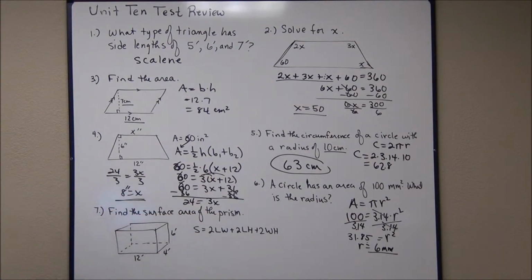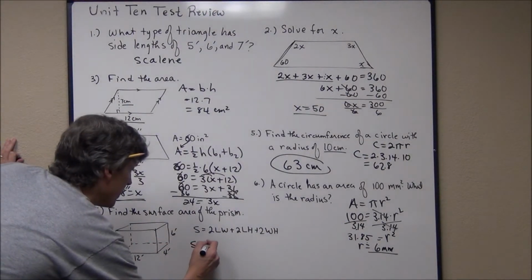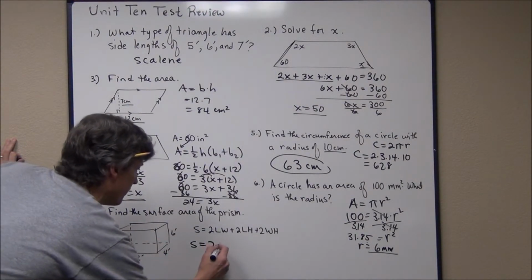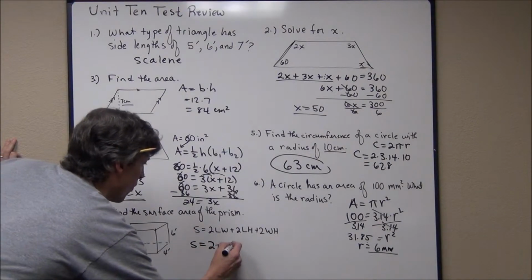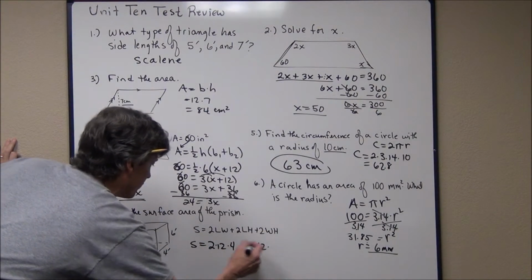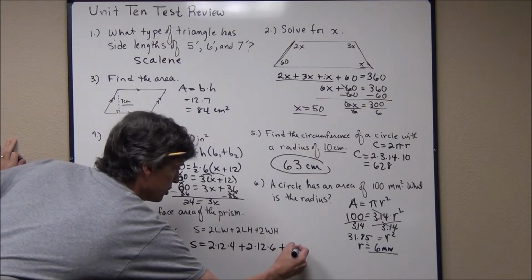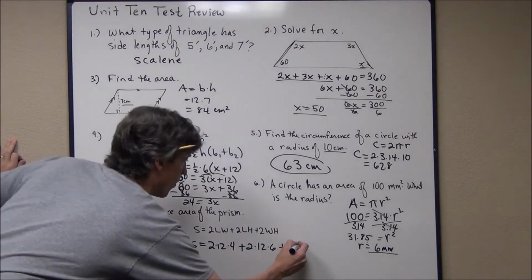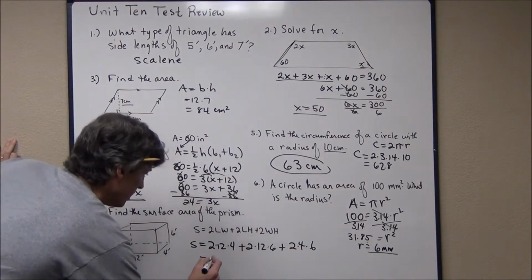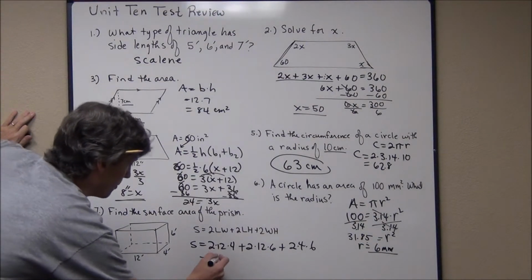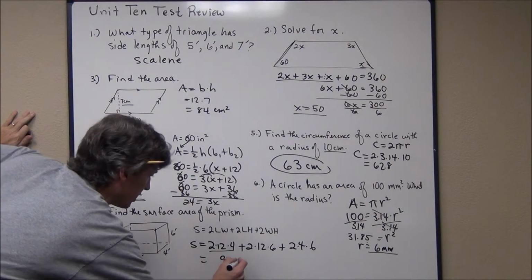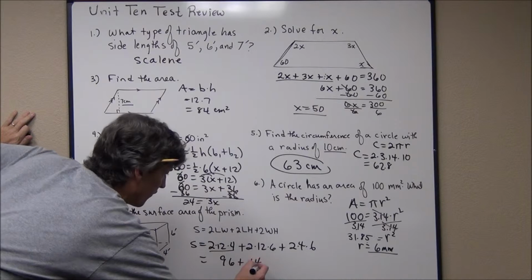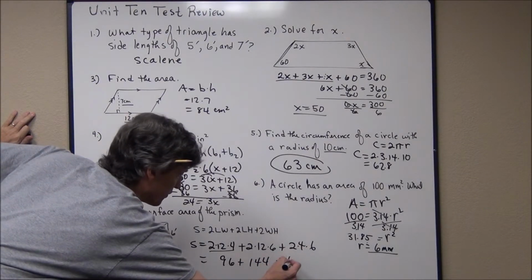This is the formula that they used to have on the formula sheet for the proficiency test. So I'm going to find the surface area by 2 times 12 times width is 4, plus 2 times 12 times height is 6, plus 2 times my width is 4 times 6. Let's see how good I can do this here. This part here is 96, this part here is 144, and this part here is 48.